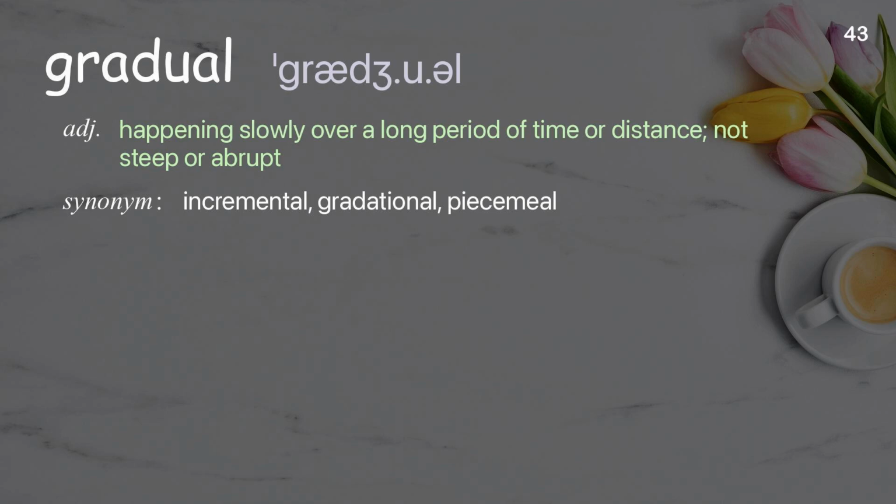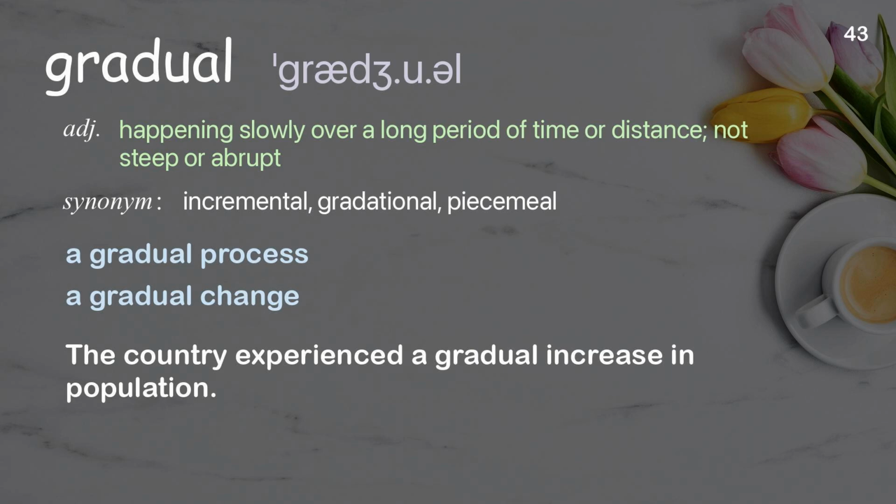Gradual. Happening slowly over a long period of time or distance, not steep or abrupt. Examples: A gradual process, a gradual change. The country experienced a gradual increase in population.